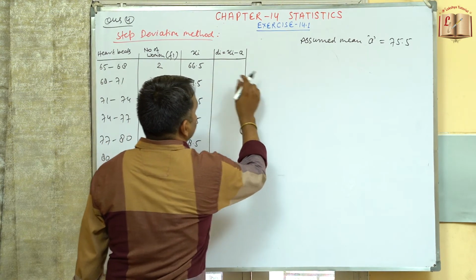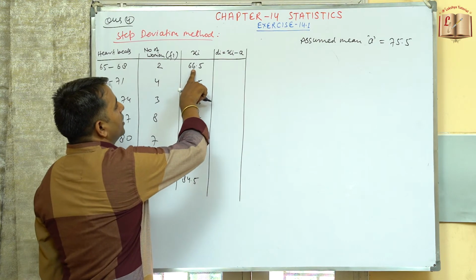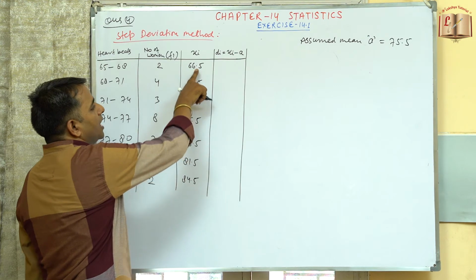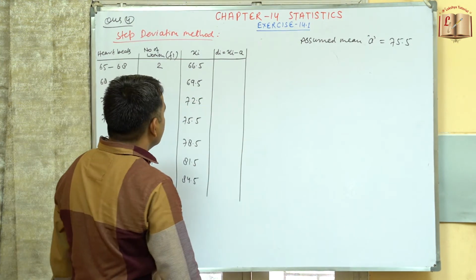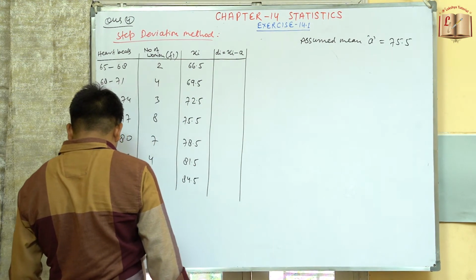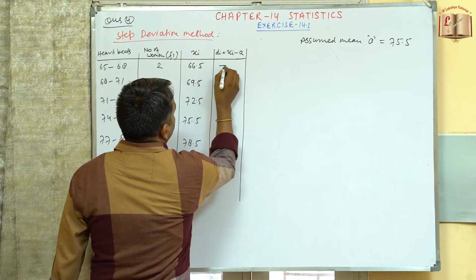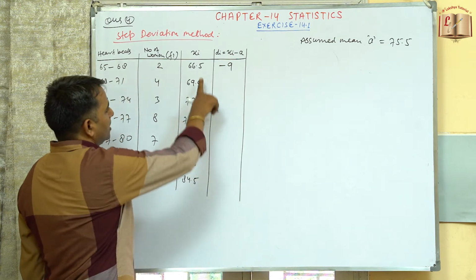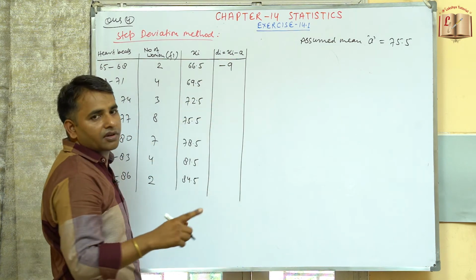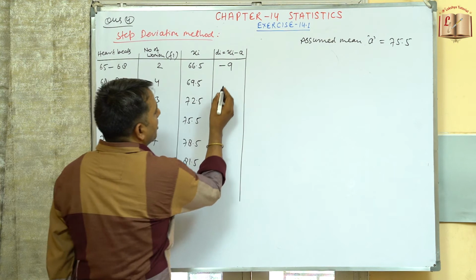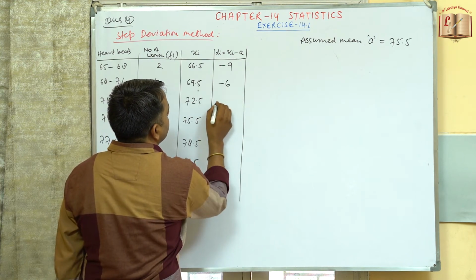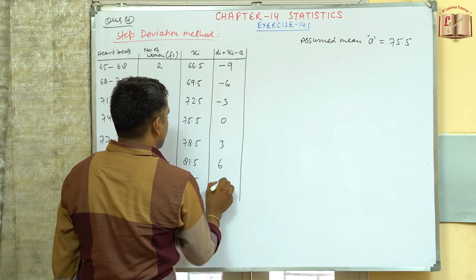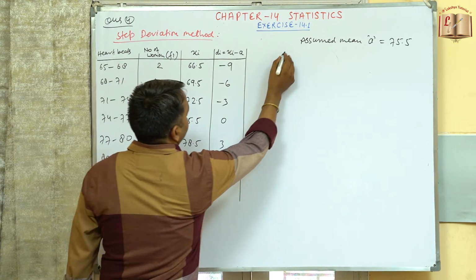Now we will calculate this. So for this value Di will be Xi minus A, means 66.5 minus 75.5. So for here this will be minus 9. Then again the values are repeating after an interval of 3. So 3 will keep getting added. So this will be minus 6, minus 3, then 0, then this is 3, 6 and 9.